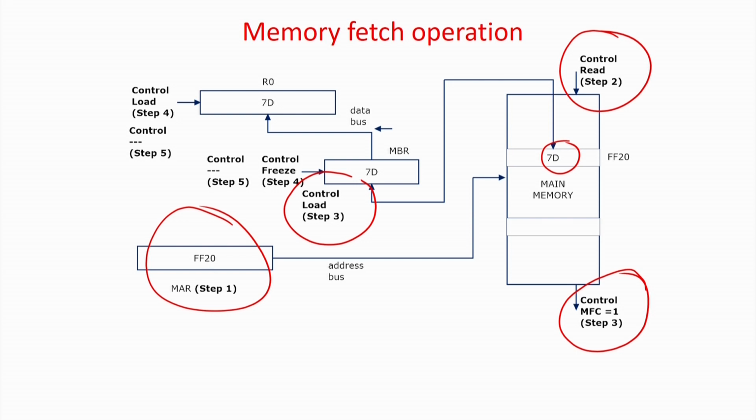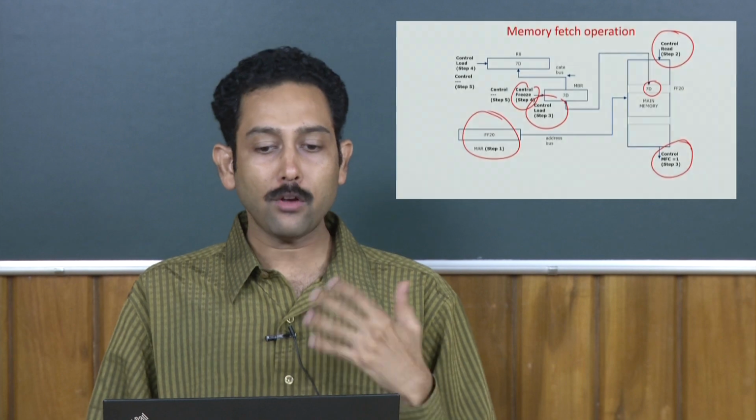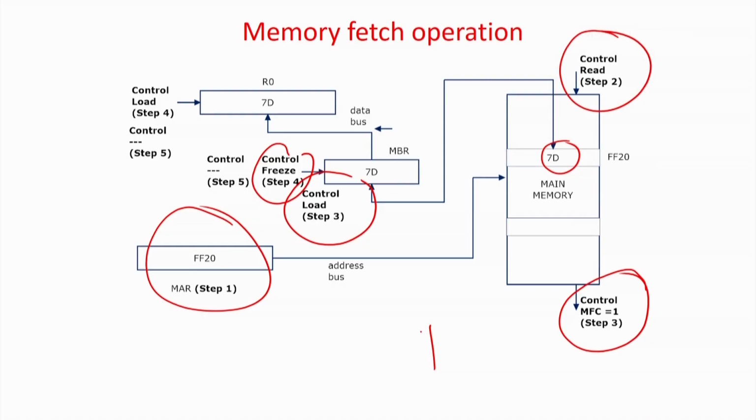Once that is done, in step 4 you have to freeze it. Many times I was saying what is freeze. Freeze is a very simple operation. If I take a D flip flop, DQ, and I connect D back to Q, there will be no change in the value of D even if I apply a clock. That is actually a freeze operation.